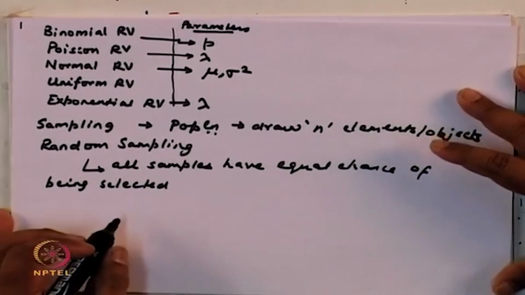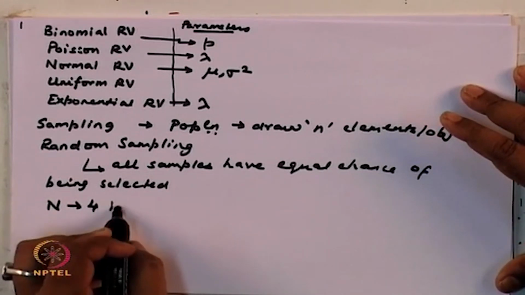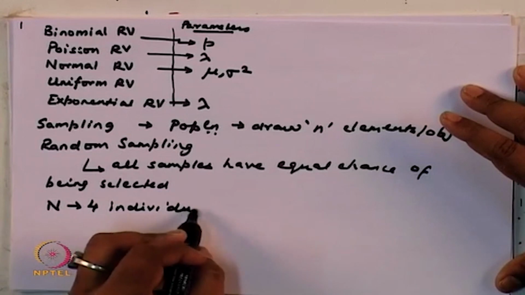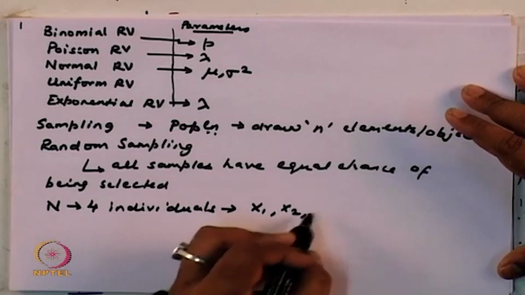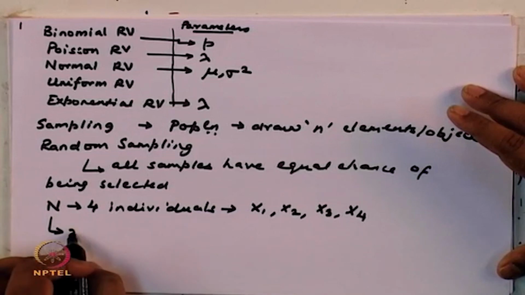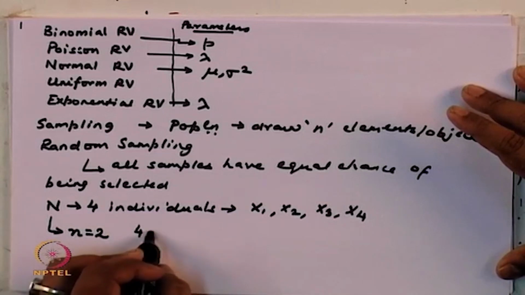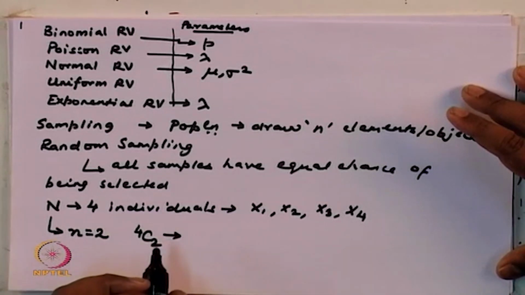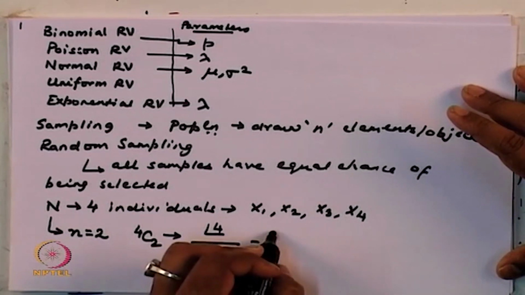For example, let us say you have a population n of 4 individuals, and you can label these individuals as x1, x2, x3, x4. From this population, you want to draw a sample of size 2, and you want to know what the possible combinations are. You can clearly see that 4C2 is the number of possible combinations, which is factorial 4 by factorial 2 factorial 2, equal to 6.